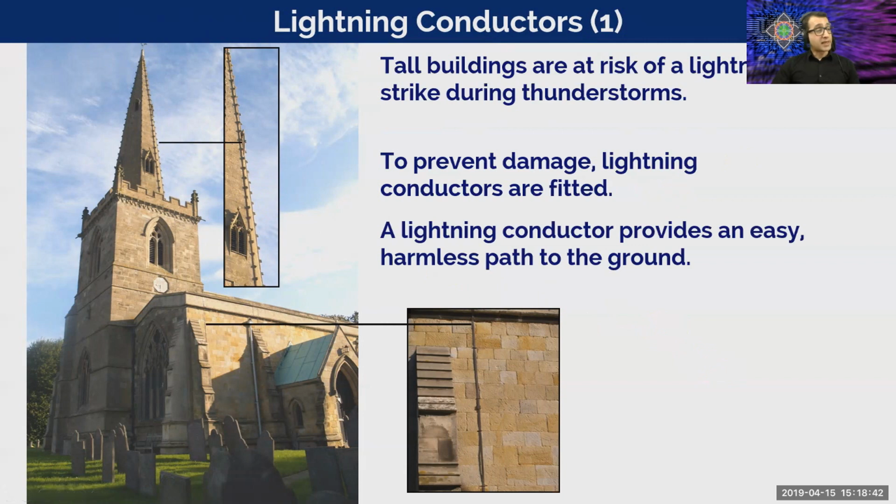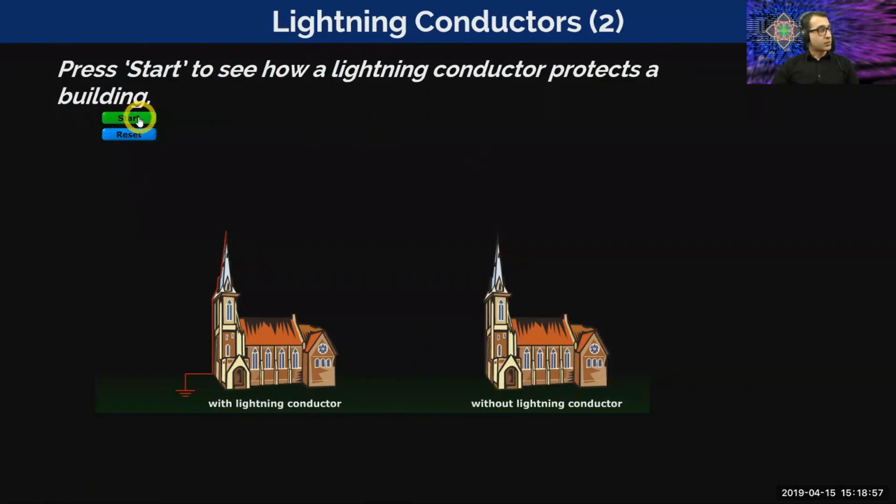So the idea of a lightning conductor is to provide an easy, harmless path for that massive electric current to the ground, preventing it from then passing into the building, causing fires and damage to electrical equipment and so on. So this is how a lightning conductor protects a building. A lightning conductor essentially is a low resistance path for the flow of charge from the lightning strike down into the earth rather than through the whole building.